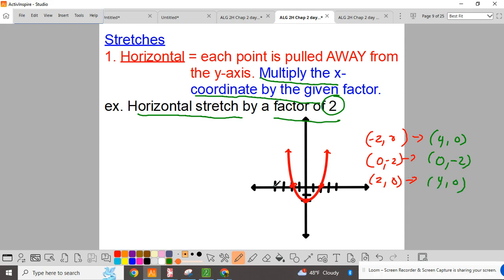So the graph now will become, oh, this should be negative. The graph now is negative 4, 0, 0, negative 2, and 4, 0. So the graph now becomes something like this. And that's what happens when it is a horizontal stretch. It's pulling away from the y-axis. All right.